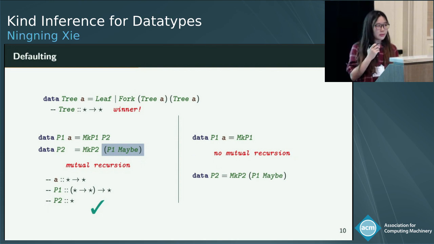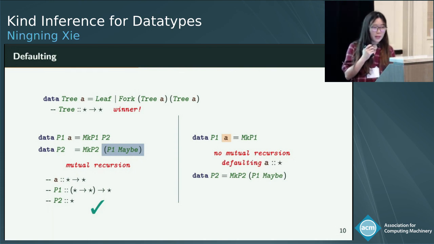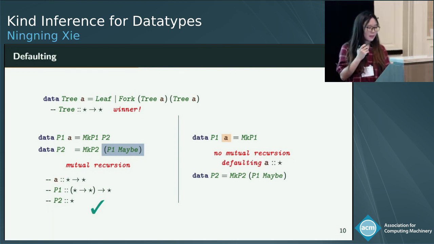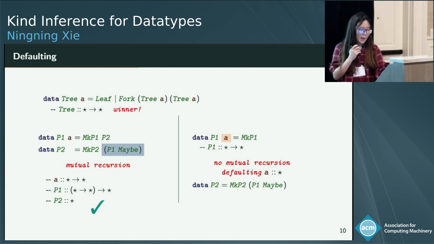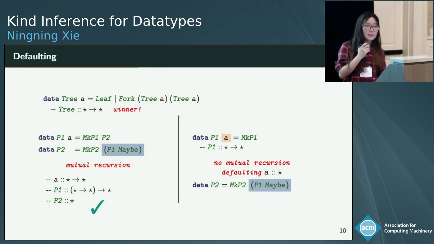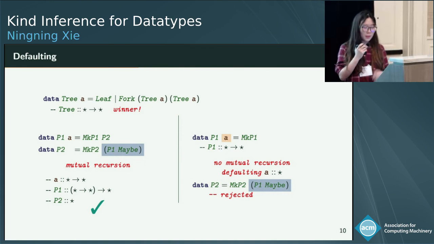Now we notice there are no constraints on this type variable A anymore. Thus, using defaulting, the kind of A would be defaulted to star, and the kind of P1 is thus star to star. Now we go back to P2, and we find that P1 is applied to Maybe. Since the kind of Maybe does not match the kind of A, the declaration of P2 would be rejected.